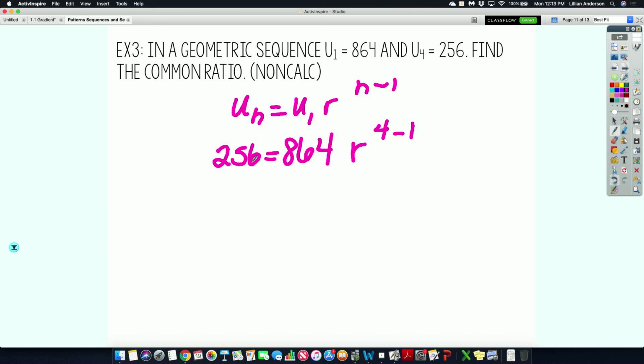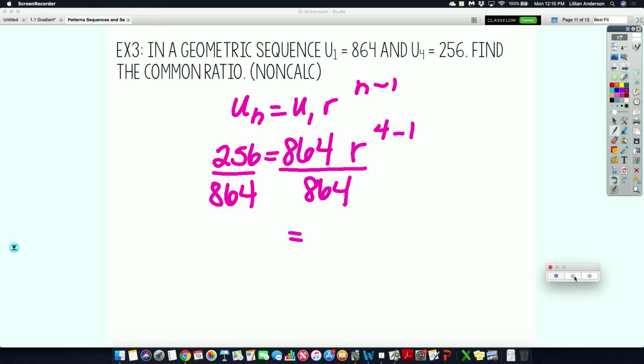256. Now this is non-calculator because you basically are doing a little bit of simplifying of fractions. And this is to the third power, which means that when I solve for r, I'm going to need to get rid of that third power. So how do I solve for r? What do I need to do first? Divide by 864. I need to reduce this fraction right here. Okay? Reduce that fraction. Non-calculator. Reduce it. What did you get? 2 over 7?